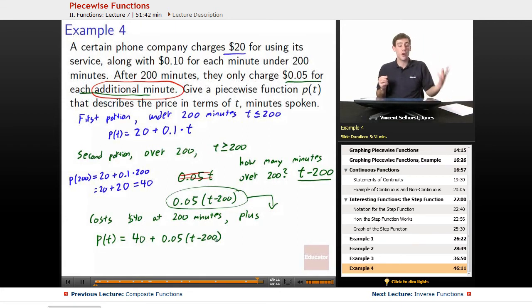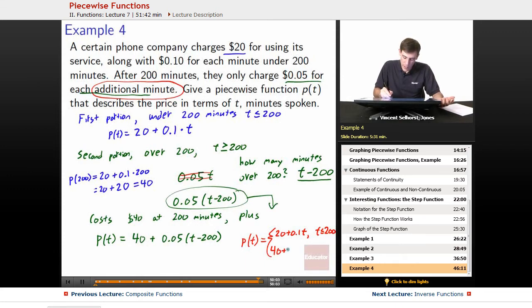So our function has been broken into two pieces. We've got a piecewise function here: P of t equals 20 plus 0.1 t when t is less than or equal to 200, and 40 plus 0.05 times the minutes over 200 when t is greater than or equal to 200.